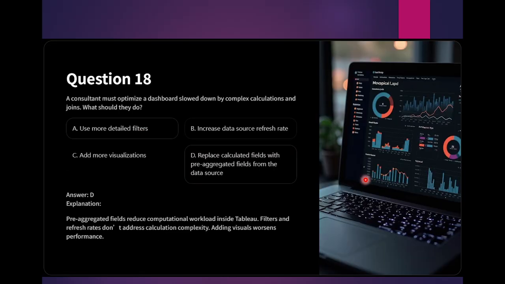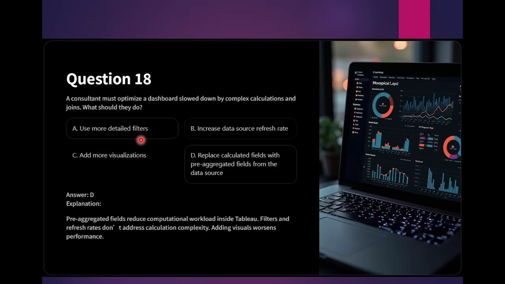Moving to the next question. A consultant must optimize a dashboard slowed down by complex calculations and joins. What should they do? Here the answer is replace the calculated field with pre-aggregated fields from the data source. This is the best way to reduce the slowdown of the dashboard from complex calculations, as we are creating all the calculation at data source level. So it's pre-aggregated. It will surely help dashboard performance.